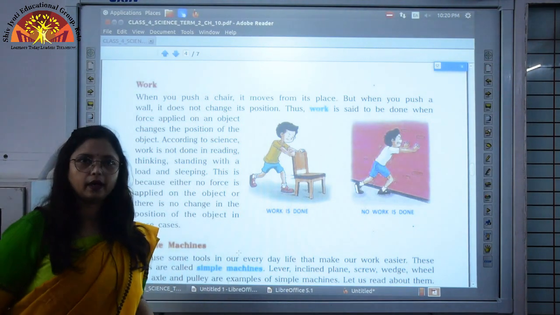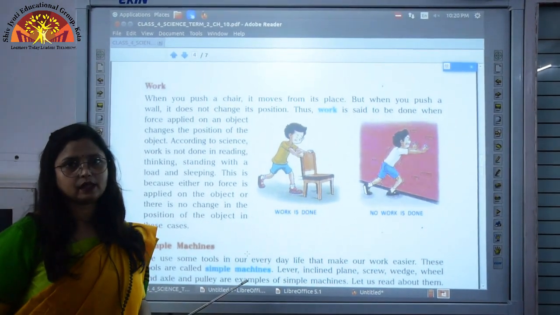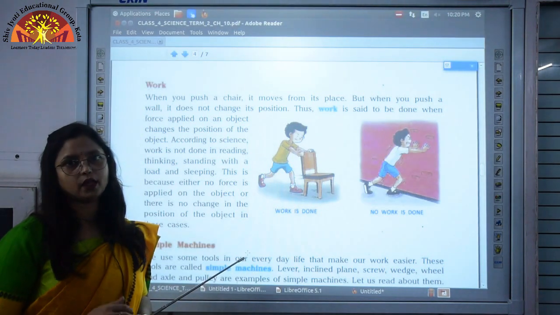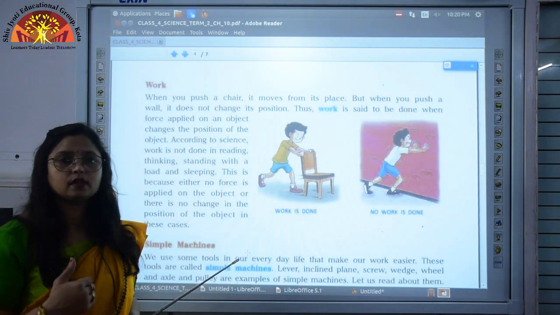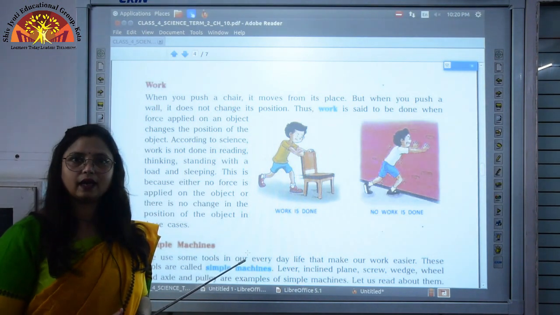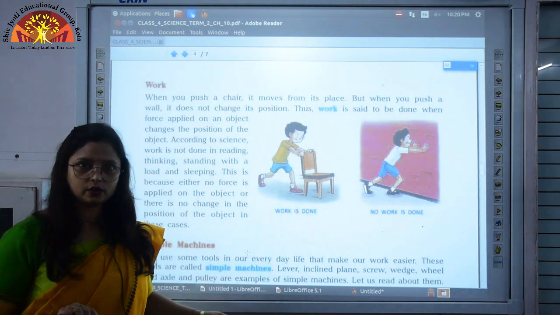So, children, now here another term is work. So, what is work basically? Work is said to be done when we apply some force to an object and that force causes the change in position of that object. In that case we say that work is done. So let us see one demonstration over here.